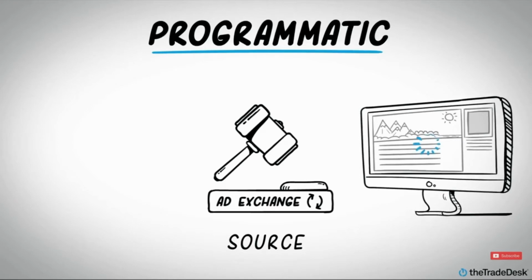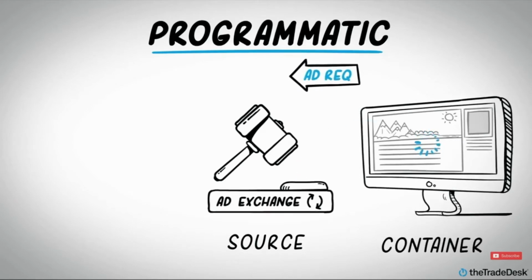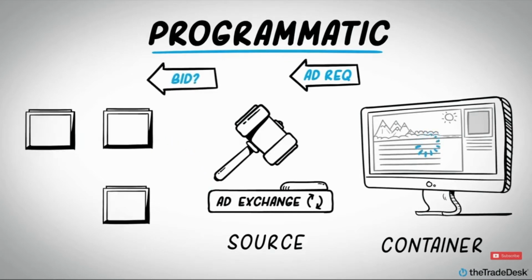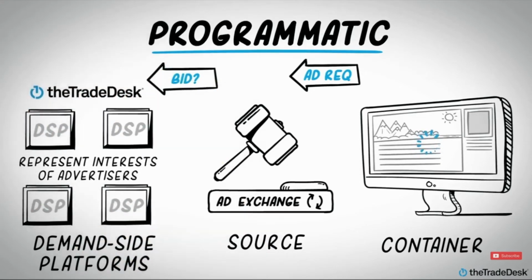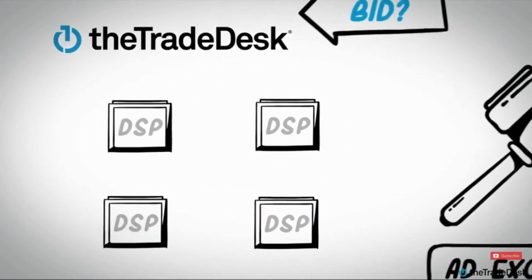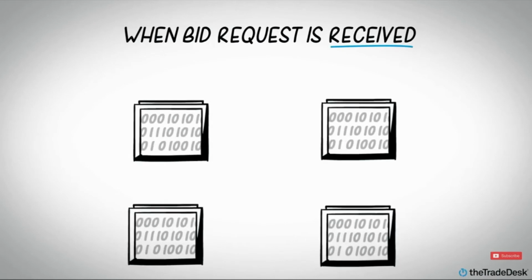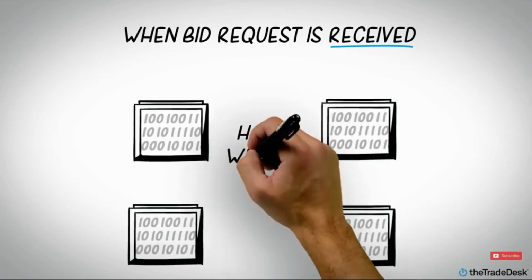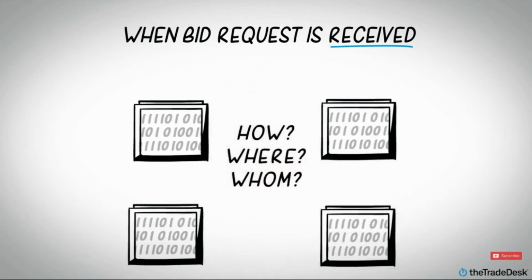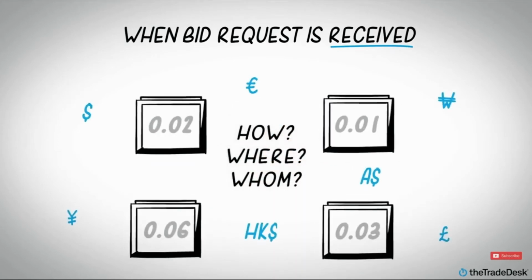When the page is loading, the container or ad space is rendered, and a request for an ad is sent to that exchange. The exchange sends the request for bids to all registered demand-side platforms, or DSPs, which are companies like the Trade Desk that represent the interests of advertisers, to fill the ad slot with creative that is relevant to the audience at that exact moment. When a bid request is received, each DSP sifts through hundreds of pieces of metadata about how, where, and to whom the ad will be shown, and decides what the opportunity is worth to its advertisers.